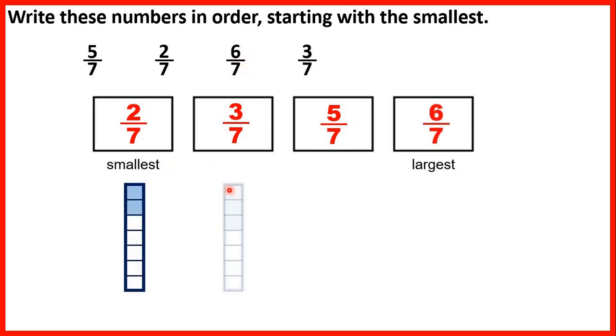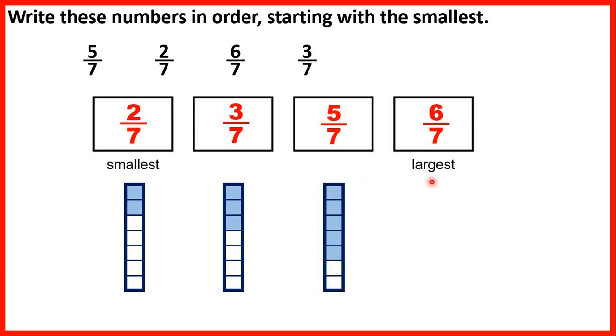And if we show the fraction bar for each fraction, we can see that they've all been split into the same number of pieces. They've all been split into 7 pieces because the denominator of all of the fractions is 7. And then we can see that the numerator tells us how many pieces we have.